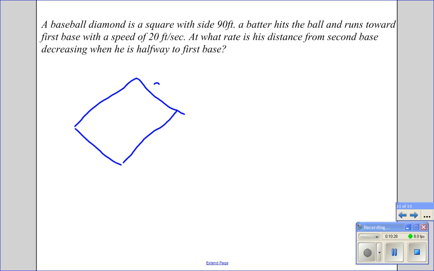And all these sides are 90. So 90, 90, 90 you get. A batter hits a ball. So from home plate, a batter hits the ball and runs towards first base with a speed of 20 feet per second. So that means that here, this change, I'm going to call the change in the runner, he is running at 20 feet per second.